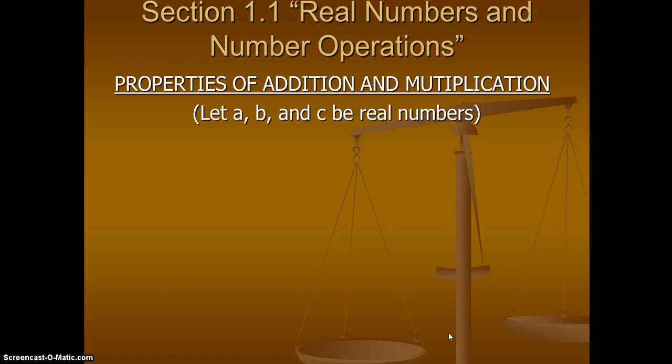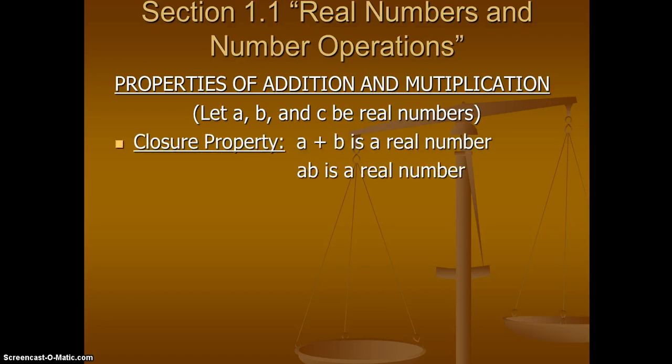Next, we will go into properties of addition, where A and B and C are numbers. So we have the closure property, where it's the closure property of addition. So A plus B is a real number. And all that is saying is whatever A is added to B, you'll get a number. And then also A times B is also a real number. So whatever A is, you multiply it by B and you get a real number.